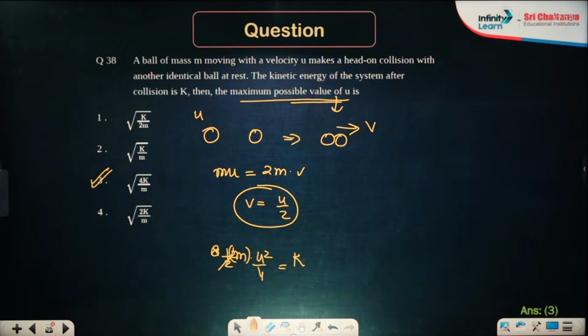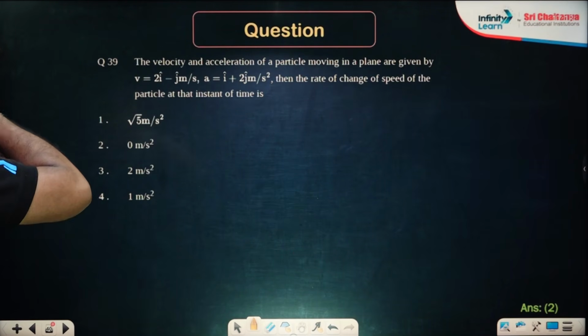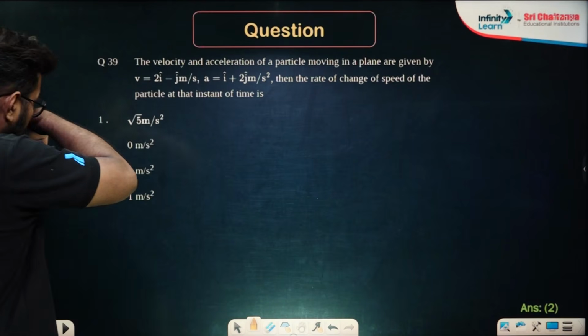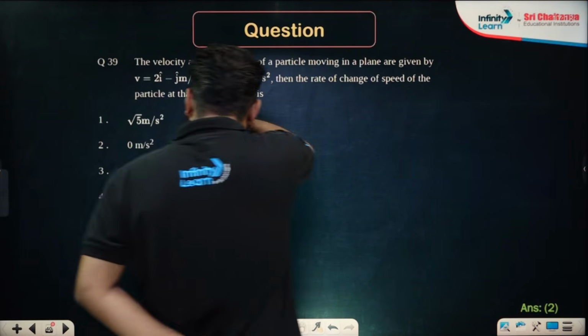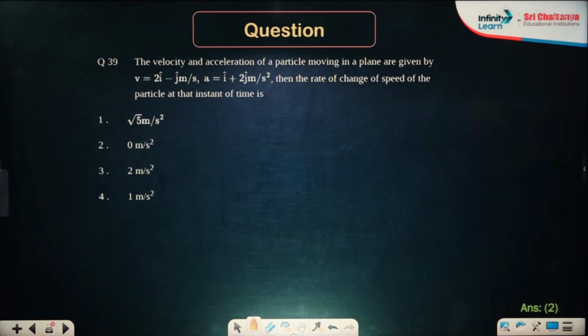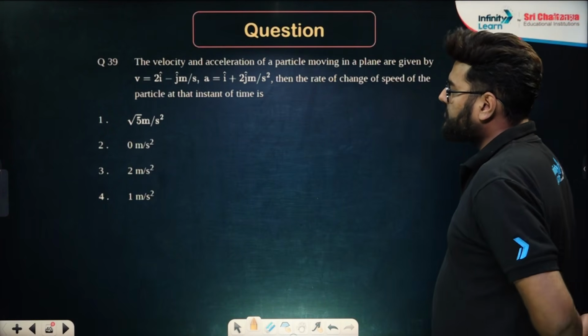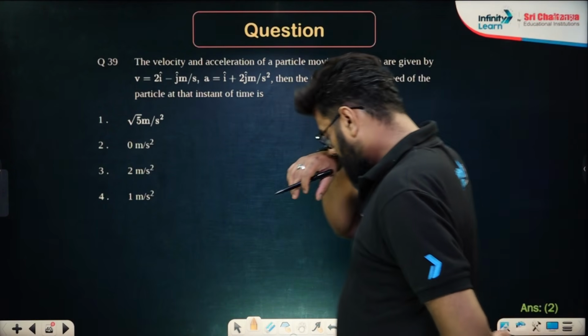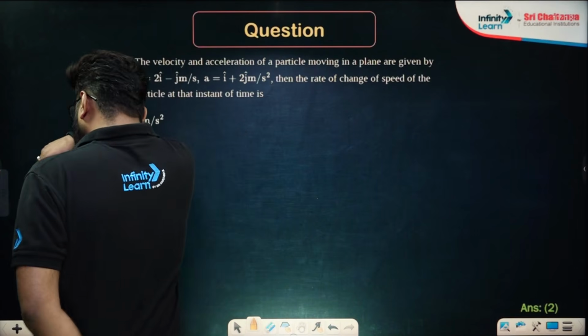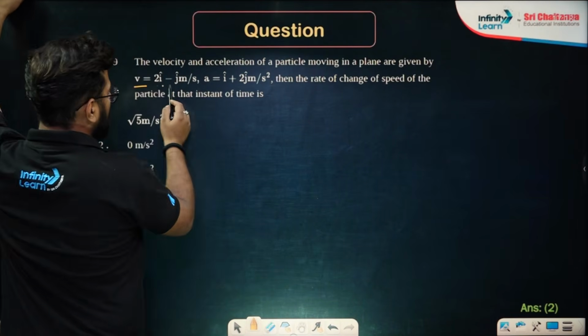Option number 3. The velocity and acceleration of a particle moving in a plane are given by u equals 2i cap minus j cap and a equals i cap plus 2j cap. Then the rate of change of speed of the particle at that instant is. Before moving ahead and doing anything, just try to do the dot product.